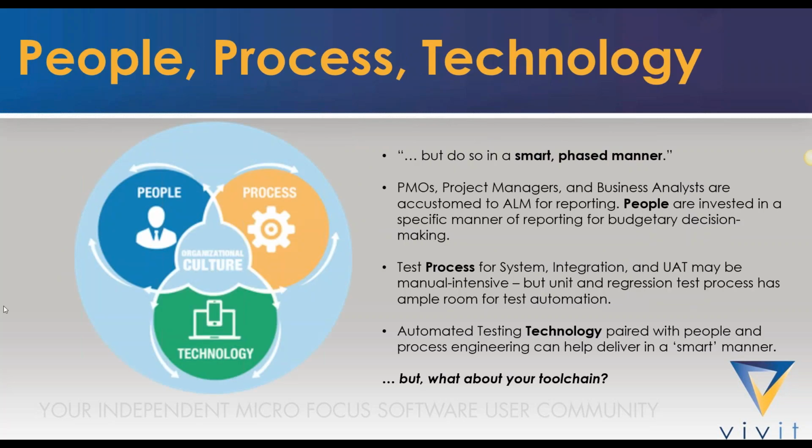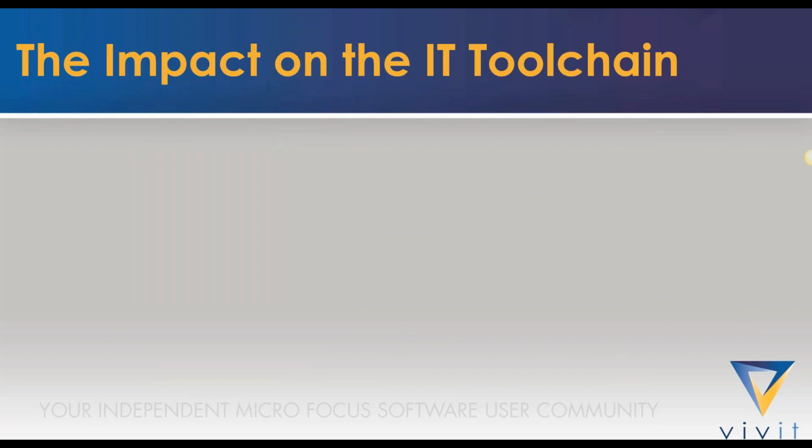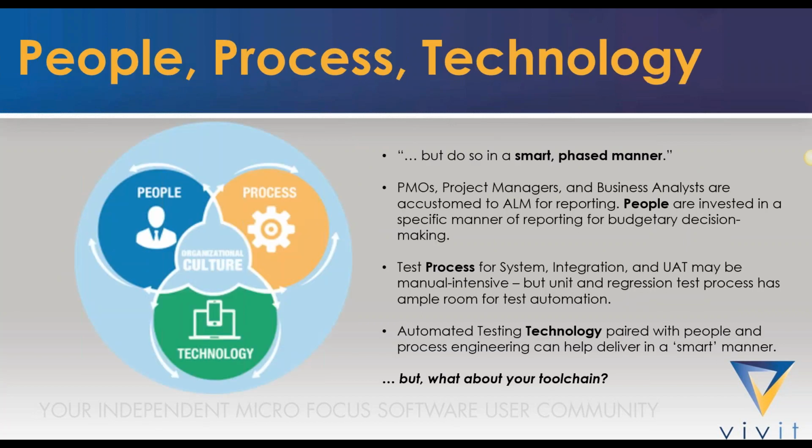I'm sure you've seen this type of diagram before. Let's go back here. People, process, and technology happily coexisting and creating harmonious organizational culture that produces results. So if it were only this easy, right? The reality is that we live in an imperfect world of ups and downs, lefts and rights, and 2 steps back and 3 steps ahead. But how do we improve test automation in a smart and phased manner?